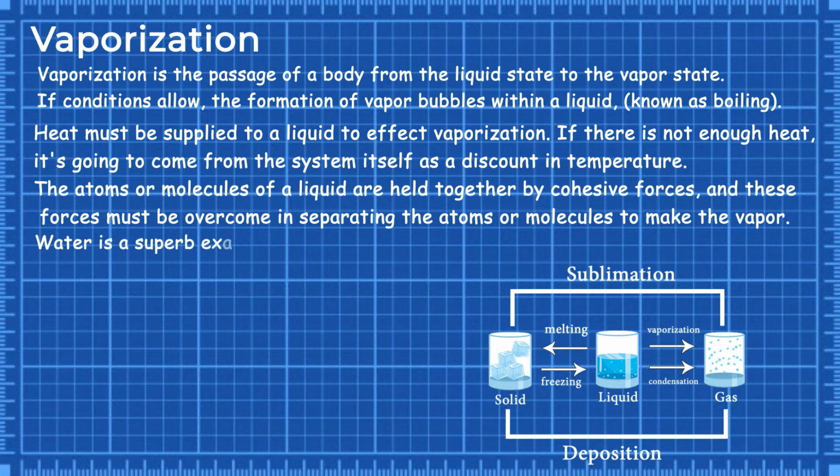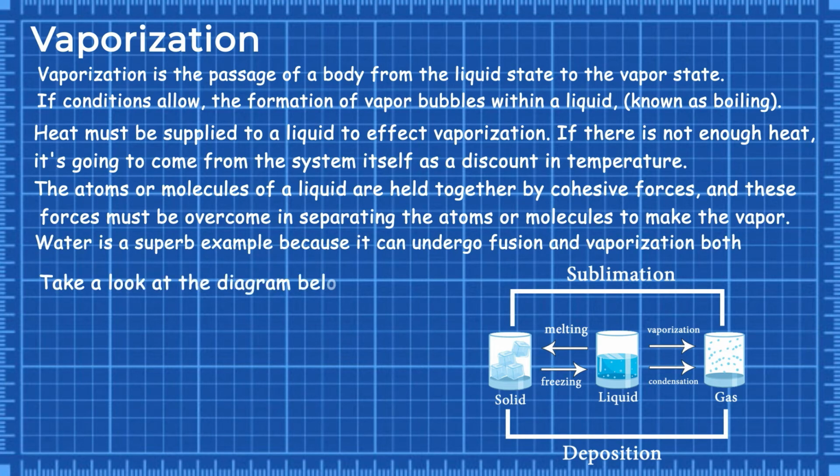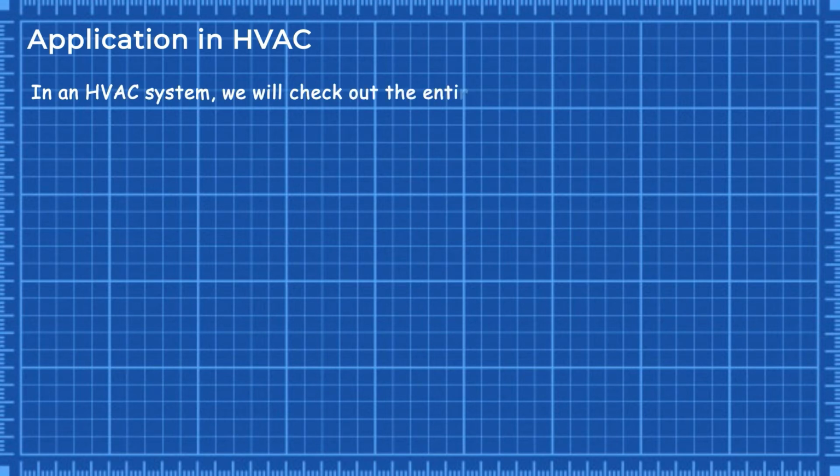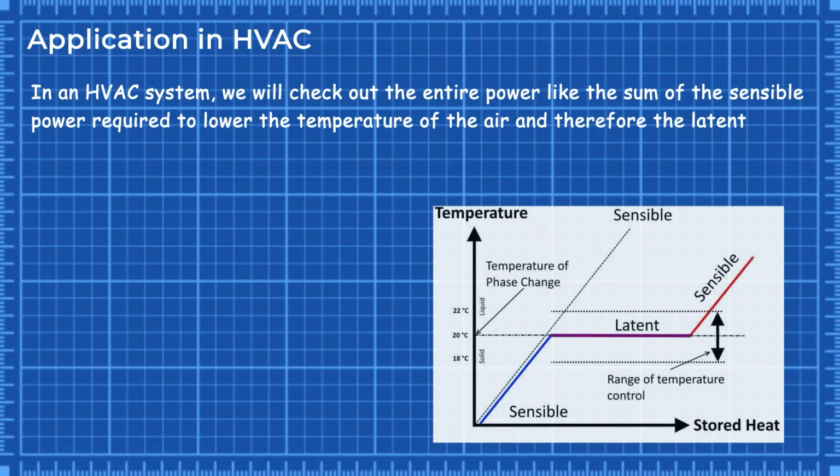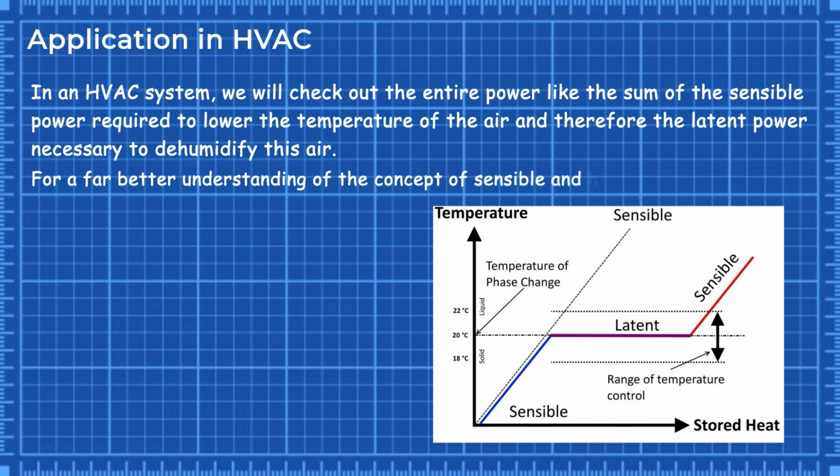Water is a superb example because it can undergo fusion and vaporization. Take a look at the diagram below. Application in HVAC. In an HVAC system, we can look at the total power as the sum of the sensible power required to lower the temperature of the air and the latent power necessary to dehumidify this air. For a better understanding of the concept of sensible and latent heat, let's look at this water phase diagram.